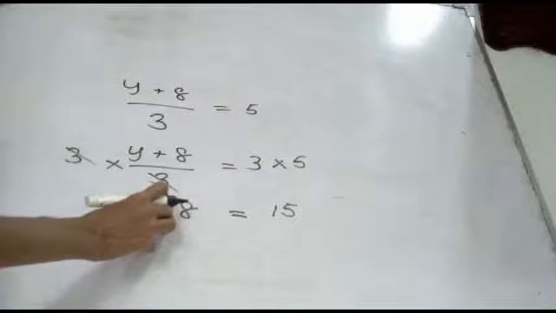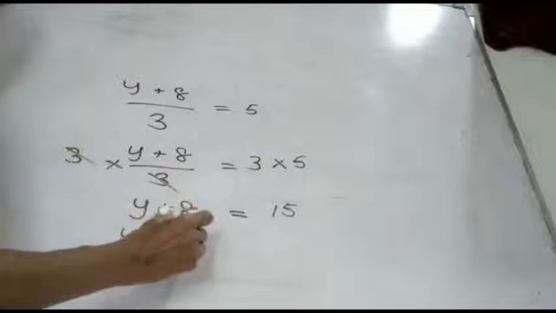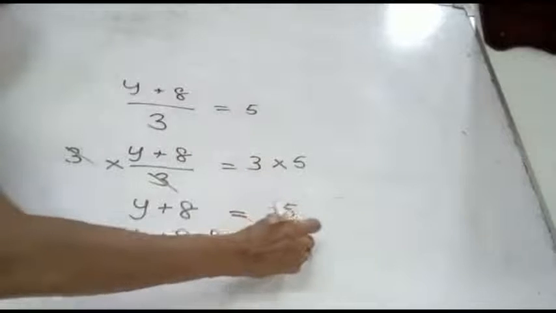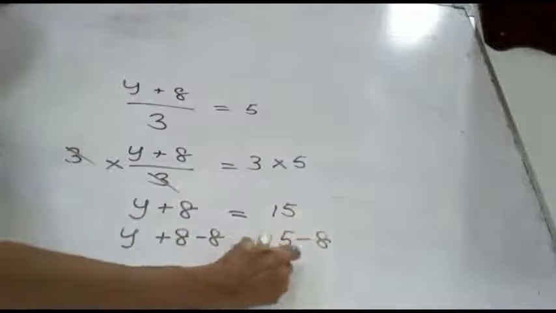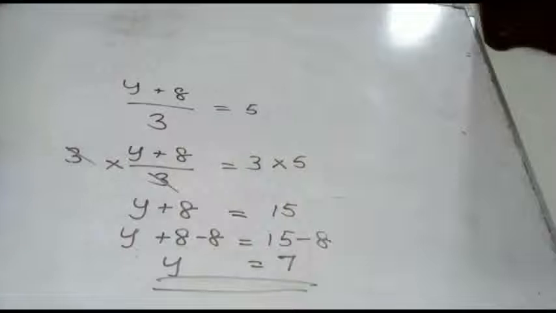Here there is an addition. We subtract 8 from both sides. 15 − 8 is equal to 7. y is equal to 7. We can check the answer.